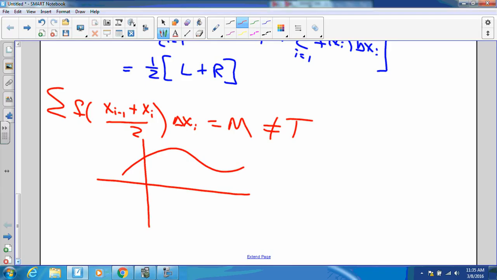If I have a function like this, and I do one midpoint sum, one rectangle as a midpoint sum, then I'm going to go right to here and find that height, and I'm going to draw myself a rectangle like this, whose height is the value of the function at the midpoint, and that's my midpoint sum for one rectangle. If I do the trapezoidal, I'm going to go to the height right here, and the height right here, and I'm going to draw myself a trapezoid across there, and that's the trapezoidal. So they are not the same.